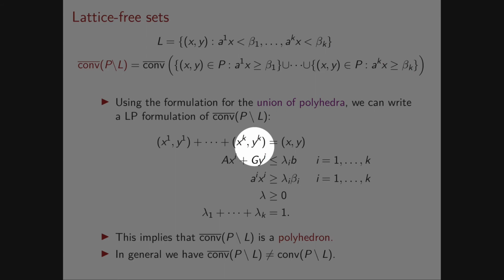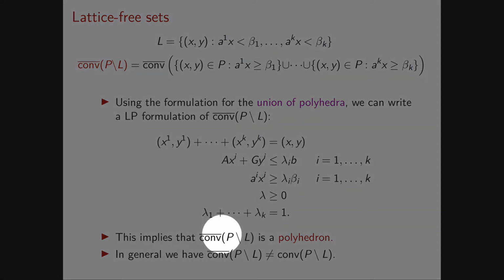We create one copy of the original variables for every region. In this case, there are k linear inequalities defining a capital L, so we have k copies of variables. The original variables are the sum of all the copies, and then we write every region with a copy of that variable, and with the right hand side multiplied by lambda i, and then we have essentially convex combinations on the lambdas, so lambda greater than or equal to 0, and sum of the lambdas equal to 1.